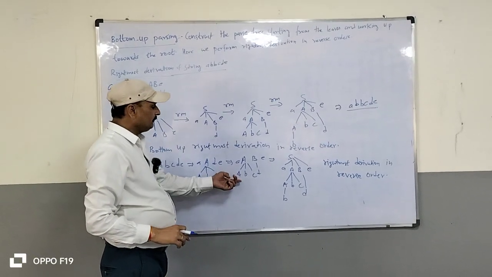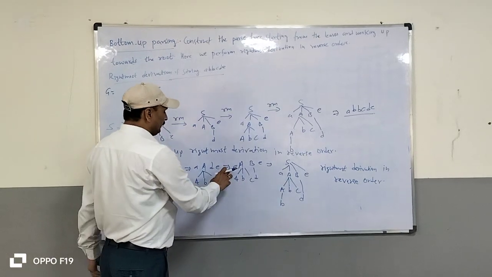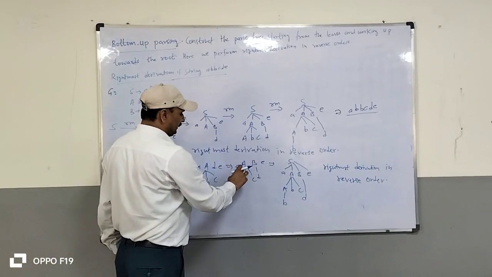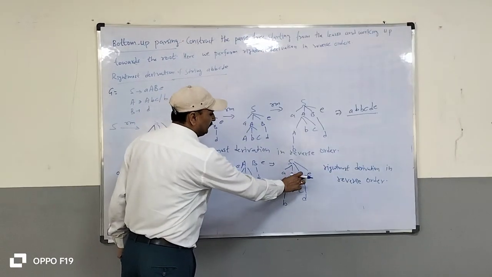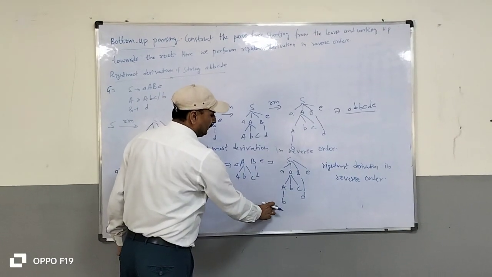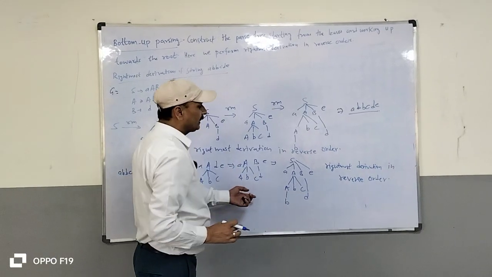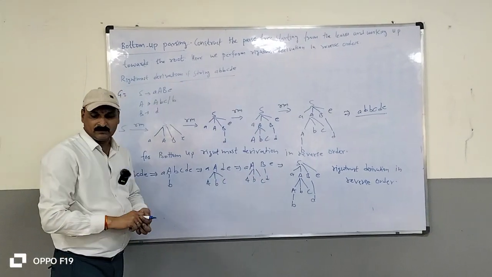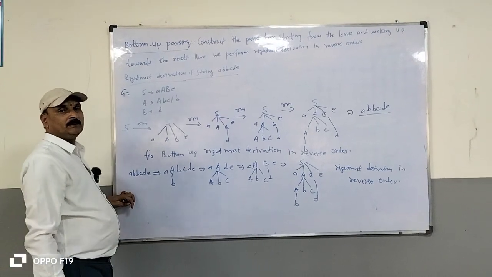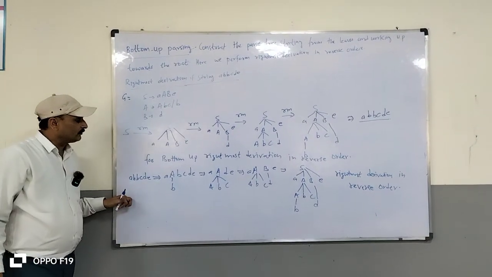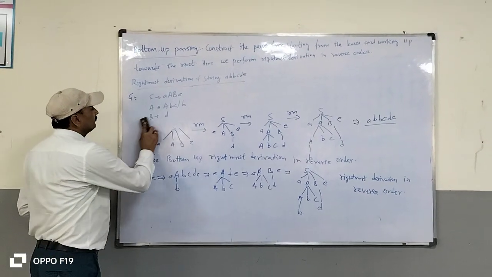Again, the next step is A A B E, where A derives A B C and B derives d. And finally this derives A A B E, and this A derives b, and this A derives A B C, and this B derives d. So this is the rightmost derivation in reverse order. This is called bottom-up parsing. In bottom-up parsing, we perform rightmost derivation in reverse order.